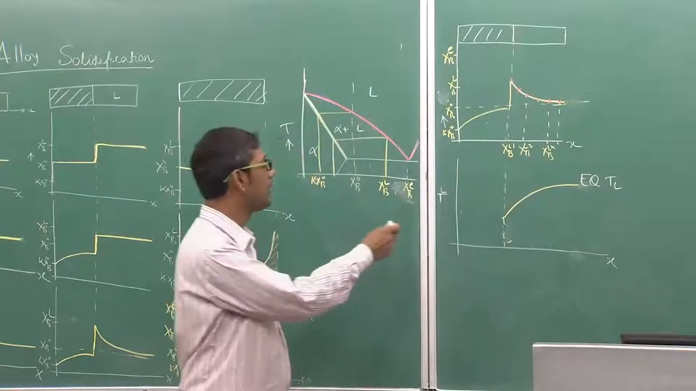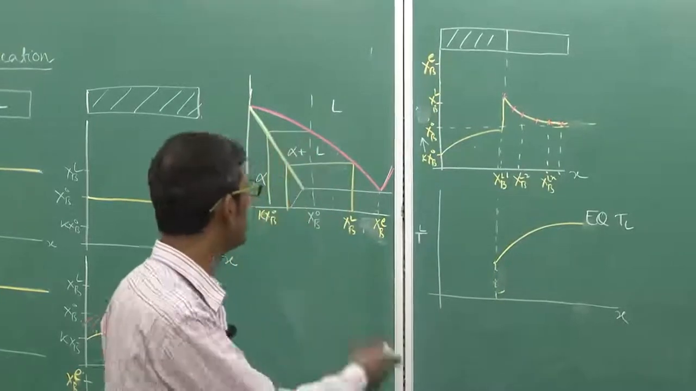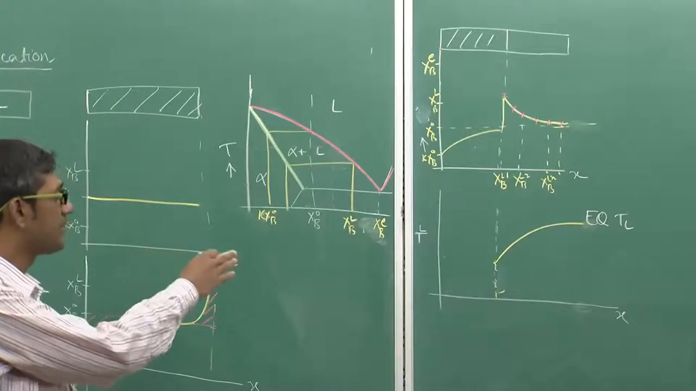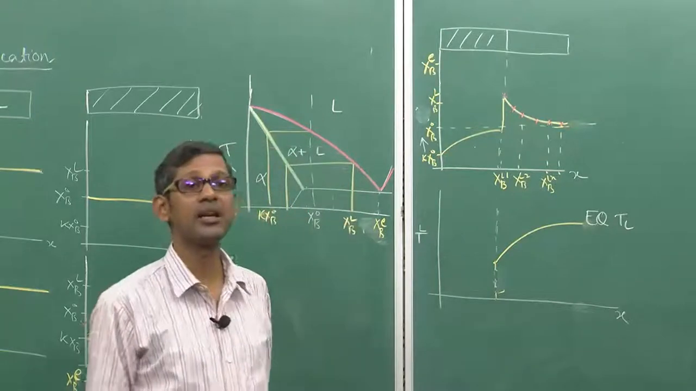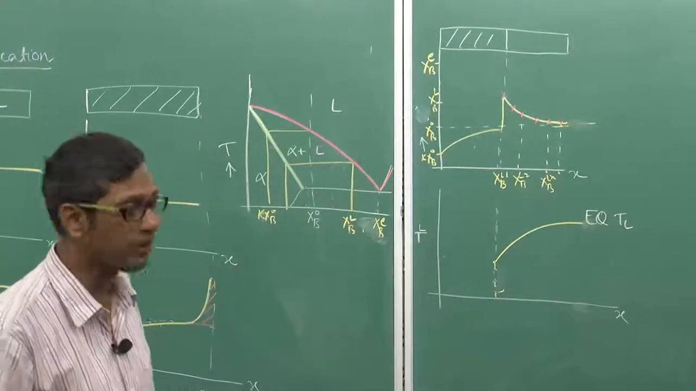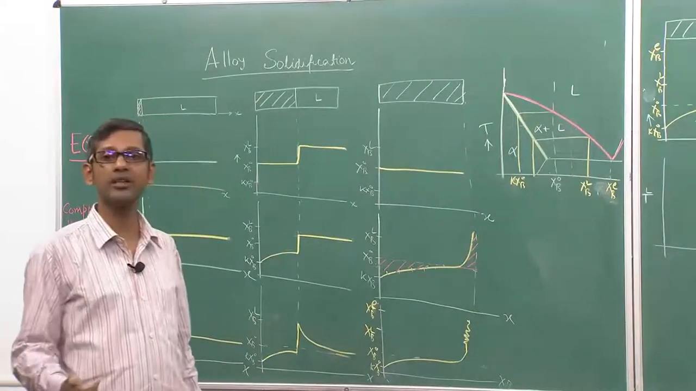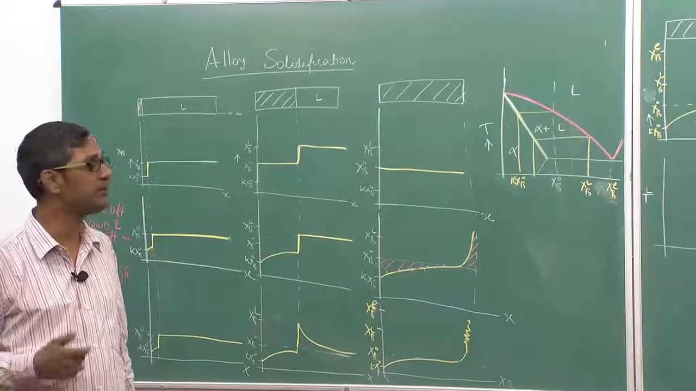Any point on this curve will tell you the slope, or the temperature gradient in the liquid. Any point on this curve, because this is a plot between temperature versus X, where X is the distance. Now actual experimental conditions may not follow the equilibrium situation, because in actual experiments we may be extracting heat faster, we may be cooling slowly, we may be doing many other things. Actual experimental conditions actually vary. Therefore, in actual experimental conditions, the temperature gradient in the liquid can be modified, can be changed.